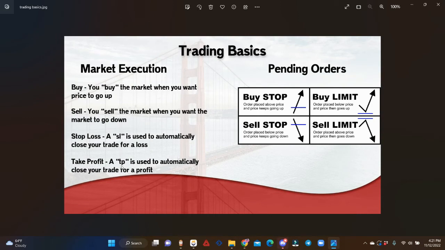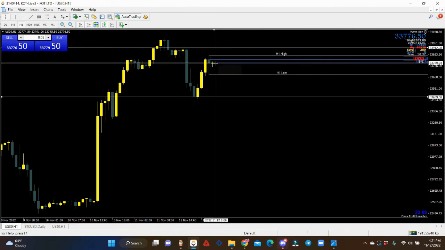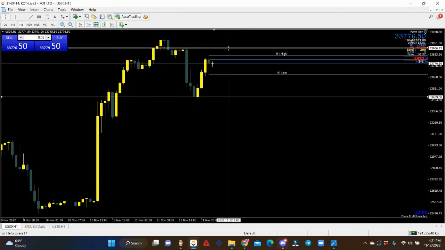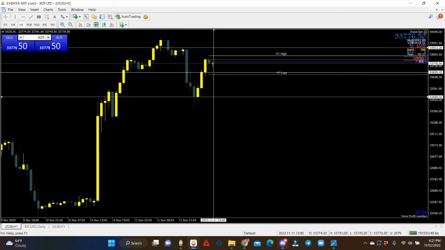What is a take profit? A take profit is used to automatically close your trade for a profit. So how will we use a take profit? Let's say that you put in a trade and you say, okay, I want to make $100 off of this trade. What you're going to do is set a take profit. And once price goes up to your take profit, this trading platform, MetaTrader 4, is going to automatically close your trade for a profit.